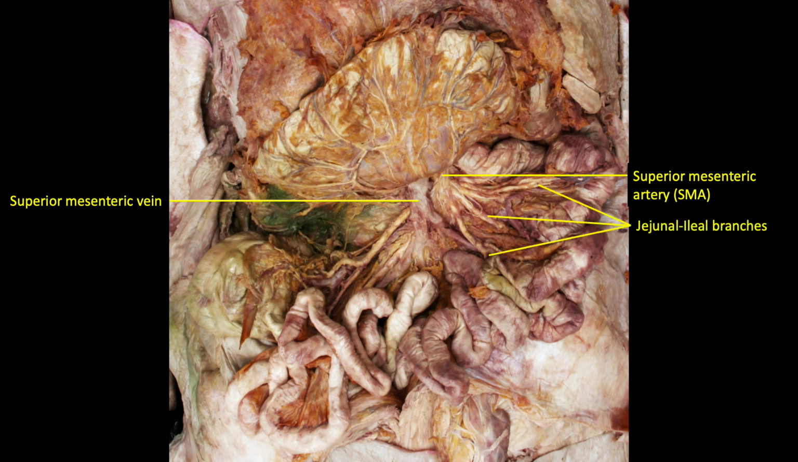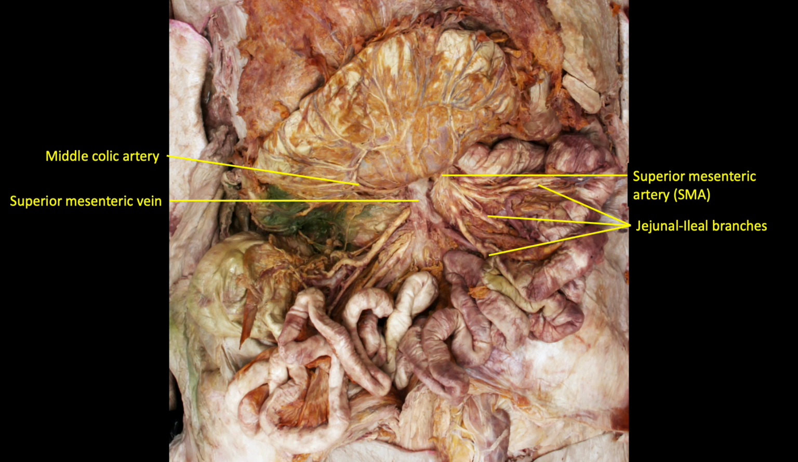Indeed, in the abdomen, veins will generally be located to the right of their corresponding arteries. From the left side of the superior mesenteric artery, various numbers of jejunal ileal branches will emerge. These supply the jejunum and ileum, hence their names. From the right side of the superior mesenteric artery, various arteries emerge.